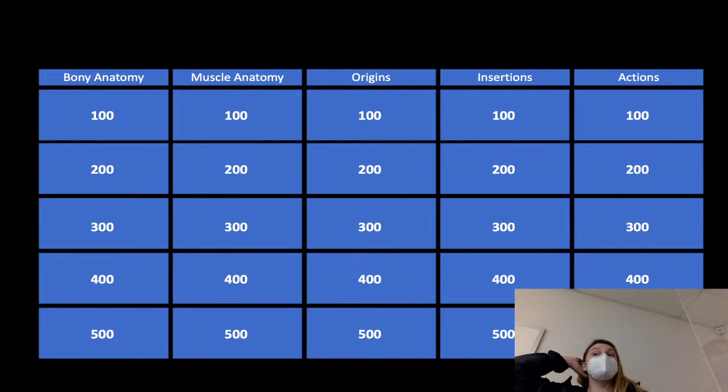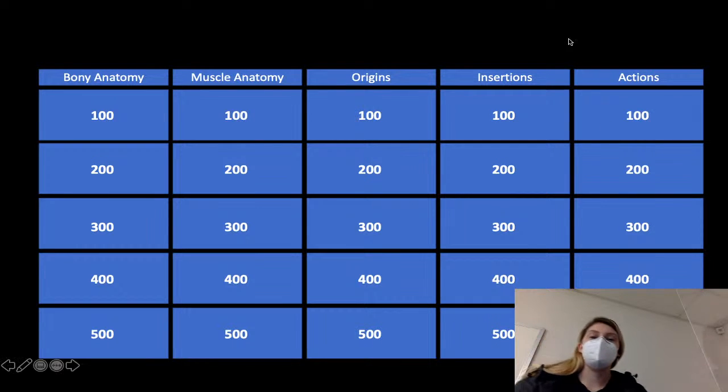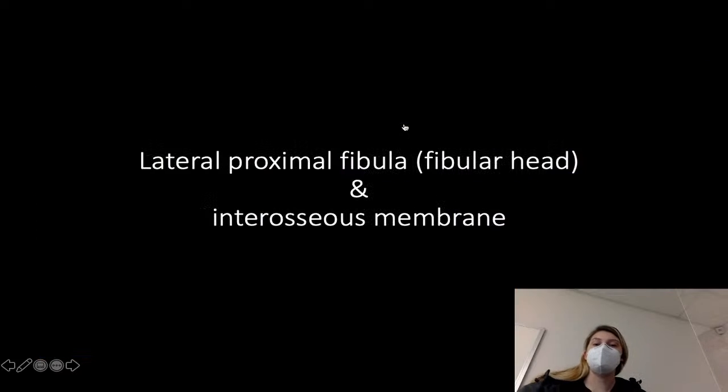Okay, you've got origins, insertions, and actions left. Origins 1? Okay. Lateral proximal fibula, fibular head, and interosseous membrane. Peroneus longus. Correct.